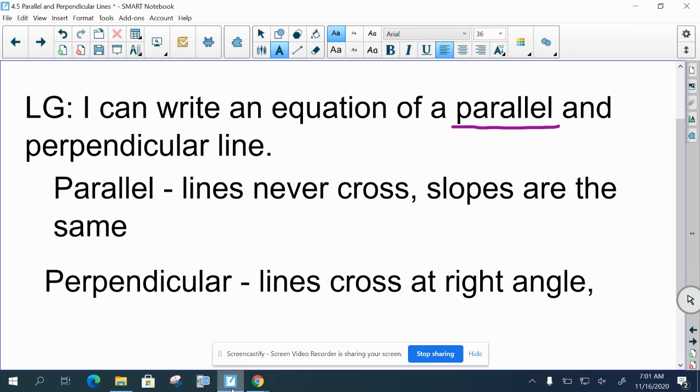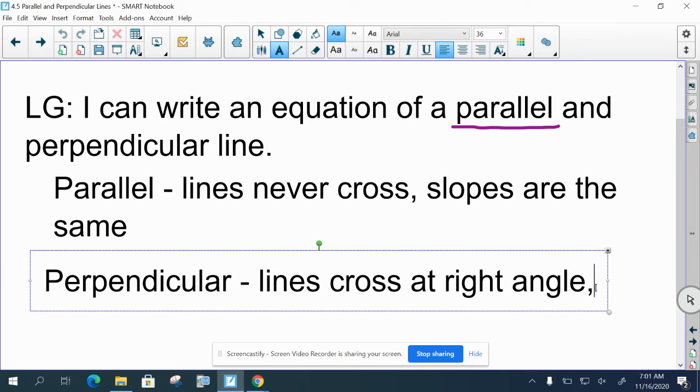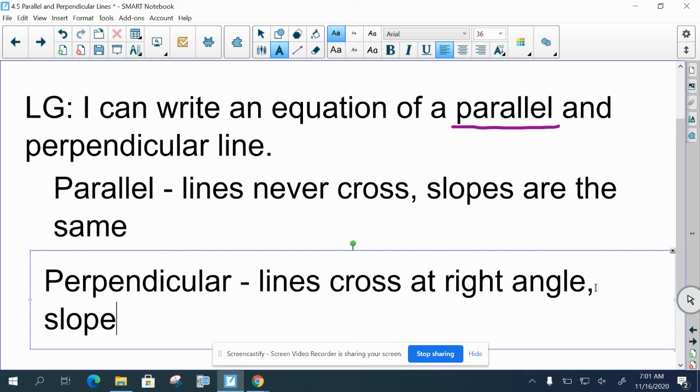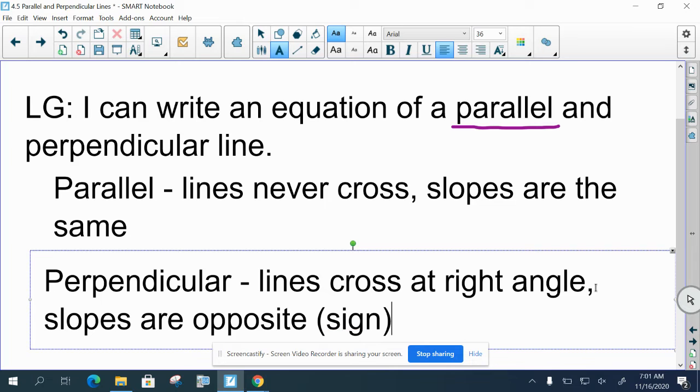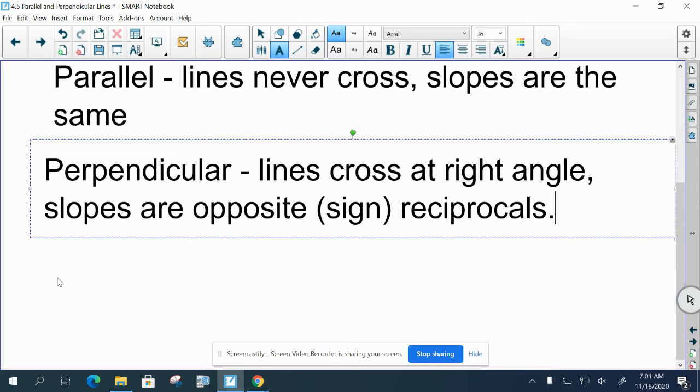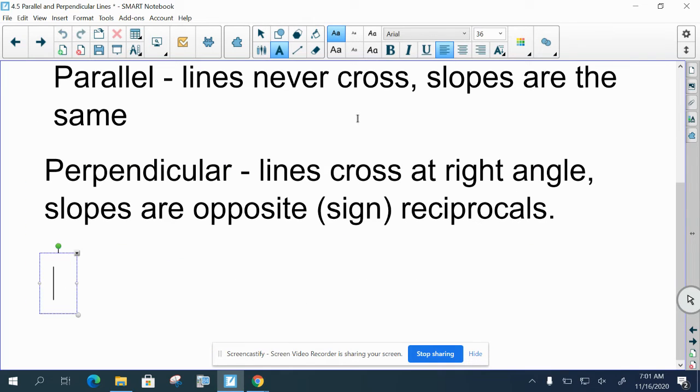So now we've discovered that the slopes of perpendicular lines are opposite reciprocals. Slopes are opposite, and that just means the sign. So if one is positive and one is negative, reciprocals. Right? So here's an example.